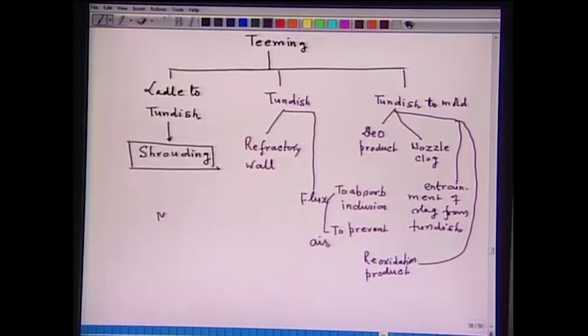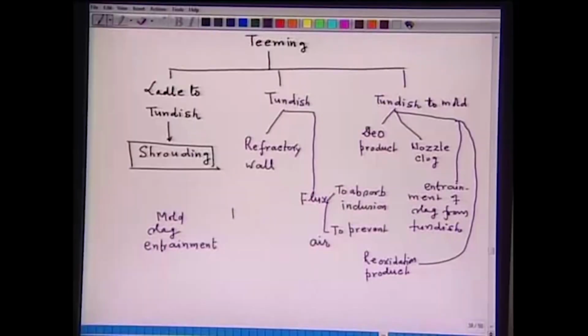Also, during continuous casting, the mold is also covered by slag. So, mold slag entrainment is also possible, because sometimes the liquid steel in the mold is stirred for removal of the inclusions or for removal of the temperature gradient. In that process of stirring, the slag which is on the top of the mold may get entrained and it may be picked up during solidification.